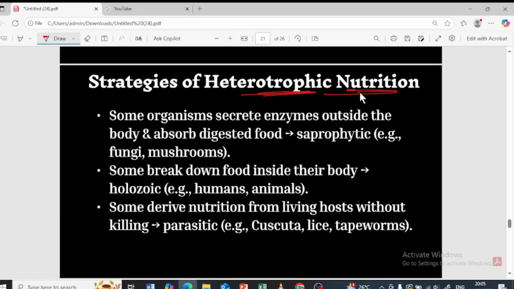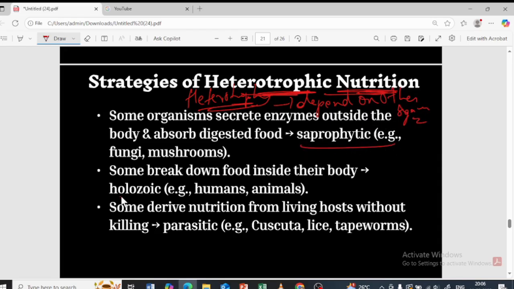About heterotrophic nutrition. As I told you earlier, it is a type of nutrition which is exhibited by the heterotrophs. So heterotrophs are organisms that depend on other organisms for their food. There are several types of heterotrophic nutrition. One is saprophytic, one is holozoic, one more is parasitic.